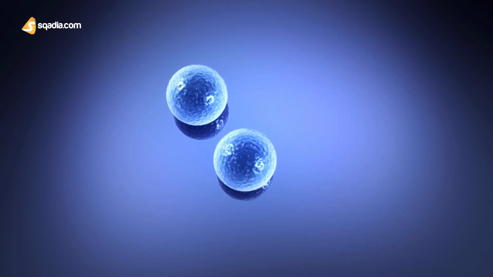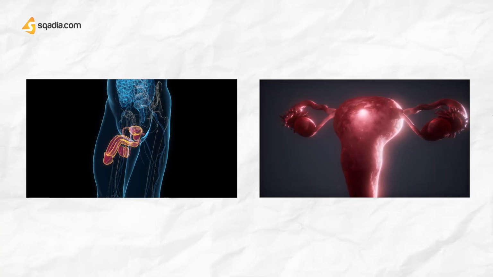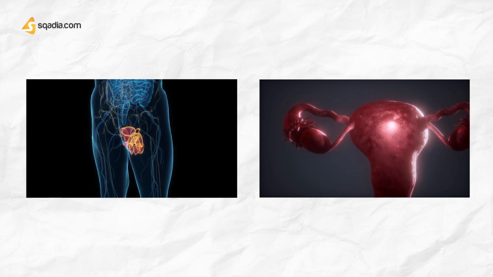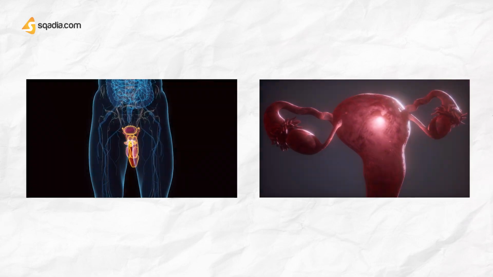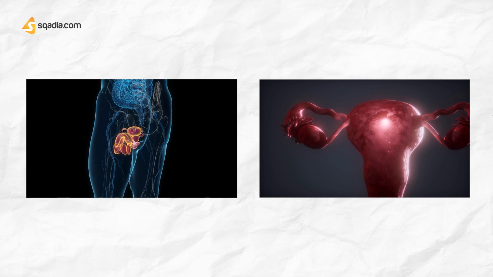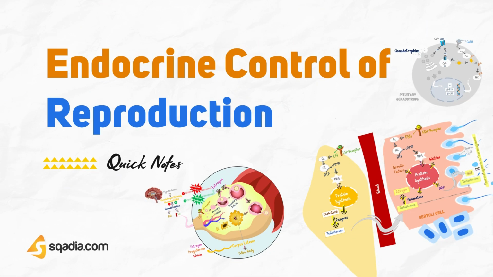All living organisms have the ability to reproduce. And the reproductive systems in both men and women are controlled in many ways by our endocrine system. Our reproductive organs themselves produce hormones that can influence the rest of the body. So, our focus here will be the hormones that control reproduction.